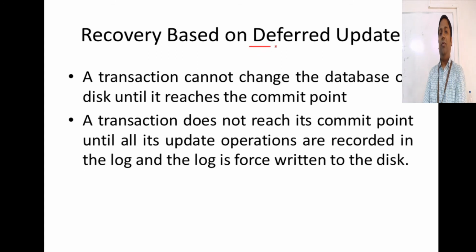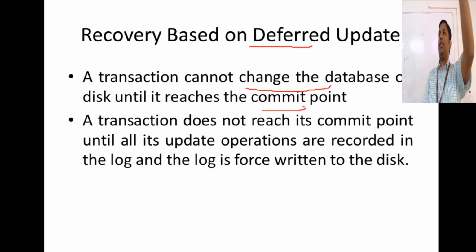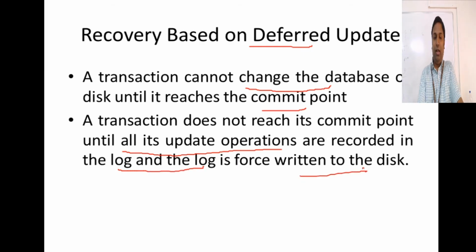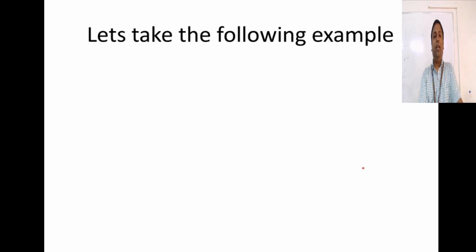What this algorithm or technique says is a transaction cannot change the database on the disk until it reaches the commit point. So you have a transaction, a series of steps. There will be no changes on the hard disk until the commit point is reached. A transaction does not reach its commit point until all its update operations are recorded in the log and the log is force written to the disk. I know this is a little difficult to understand. We'll go with the example here.